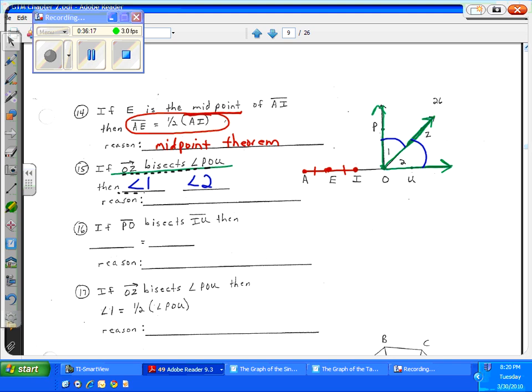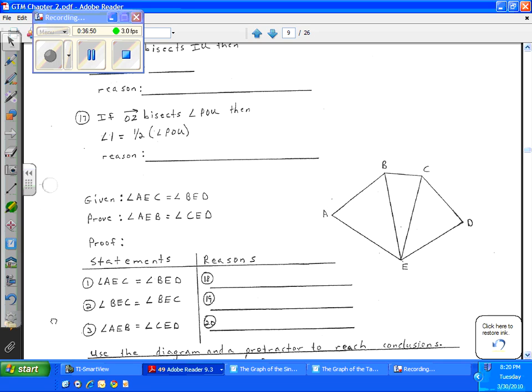And the reason is going to be, well, let's see what we got. We got the word angle bisector. What you get out of an angle bisector is angle 1 equal angle 2. We have the word and what you get out of it, and so we say definition of an angle bisector. Okay? Any questions on that? You see the difference in definition of and midpoint theorem, or definition of and angle bisector theorem? Okay.